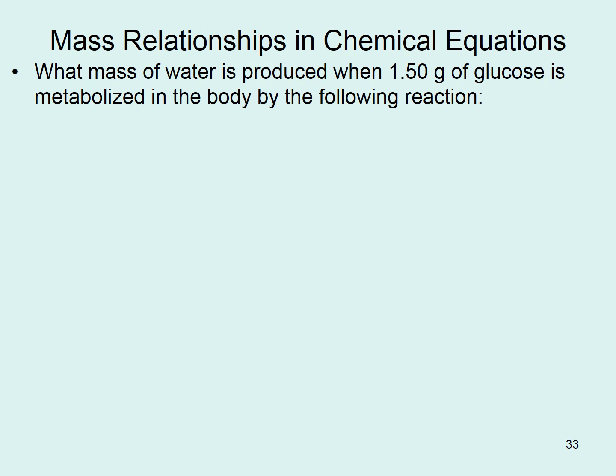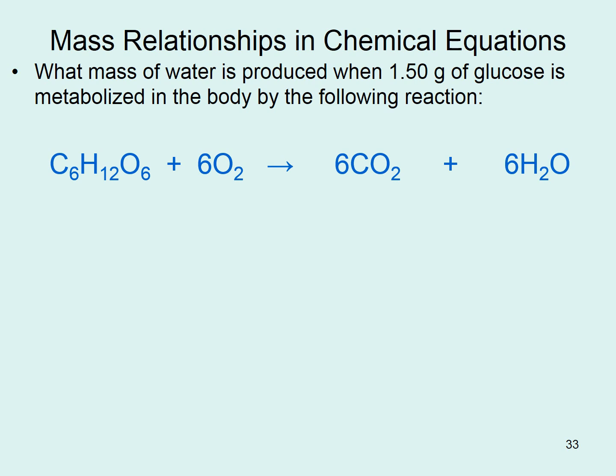So, what mass of water is produced when 1.5 grams of glucose is metabolized in the body in the following reaction? C6H12O6 plus 6O2 gives us 6 CO2 plus 6 H2O. So, balanced chemical equation. Every 1 mole of glucose requires 6 moles of oxygen to give us 6 moles of carbon dioxide and 6 moles of H2O.